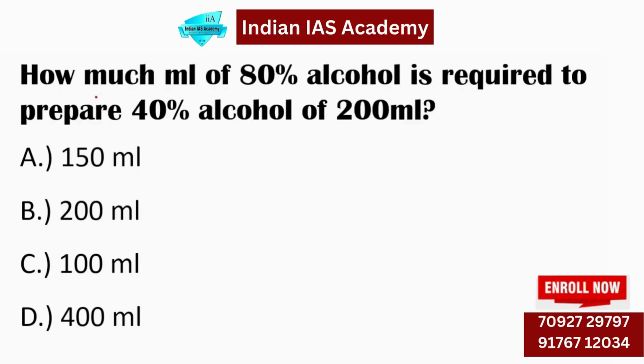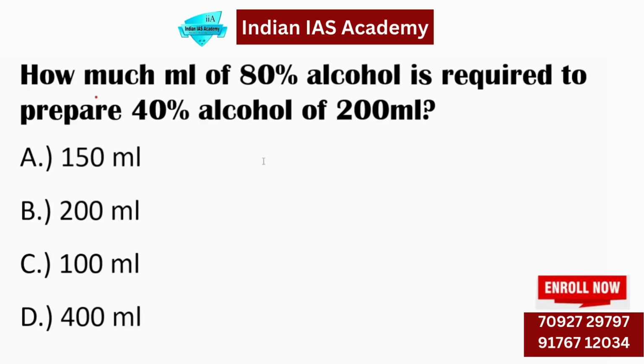Next: how many ml of 80% alcohol is required to prepare 40% alcohol of 200 ml? So we have 80% alcohol, and what we need is 40% alcohol of 200 ml. To find how many ml of 80% alcohol to use, we have a formula based on volume and concentration. Here the concentration is given in percentage. Sometimes normality such as 0.1N, 1N, 2N, or molarity such as 1M, 2M is given.